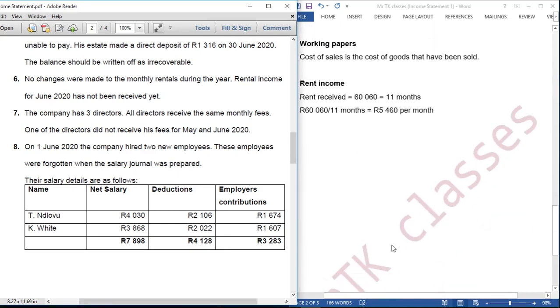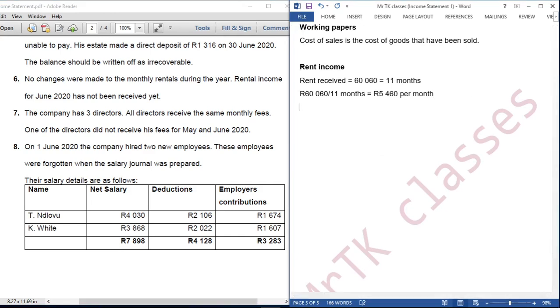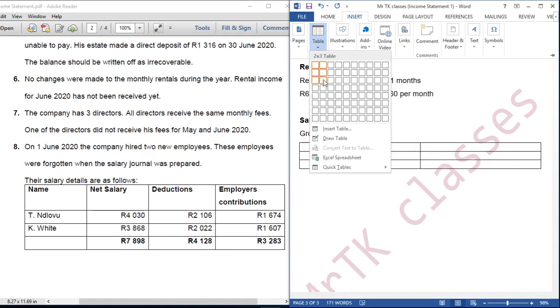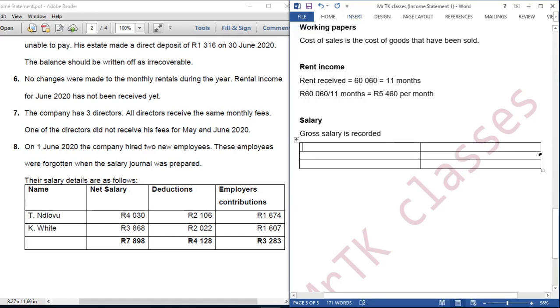All right, so let me come here. Salary. What you have to know about salary is that gross salary is recorded. Gross salary is recorded, right? All right. So now we need to know what exactly is gross salary.